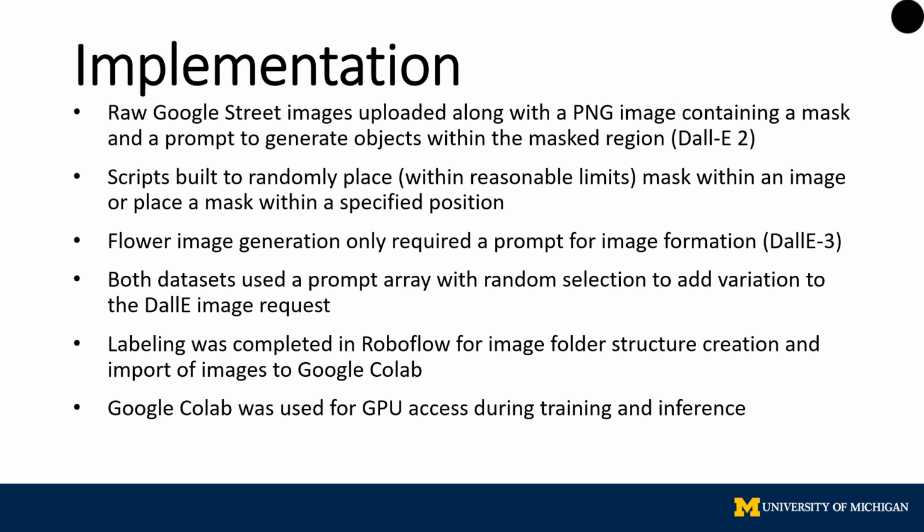Compared to that, flower image generation only required a prompt for formation, and this could be passed to DALL-E 3. Both datasets use a prompt array with a random selection to add variation to the image request. So both programs had a big array. The flower array would insert the requested flower type into the array as well, and then randomly one of those prompts was selected with the request to DALL-E for the image.